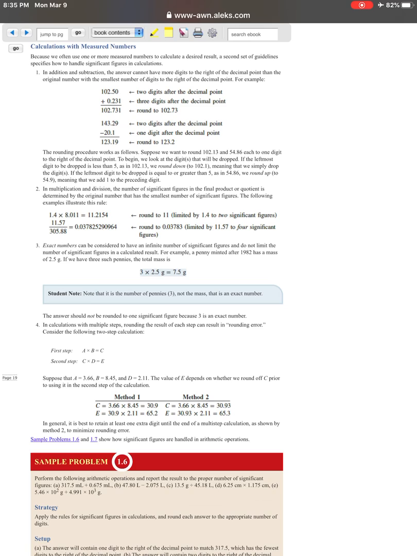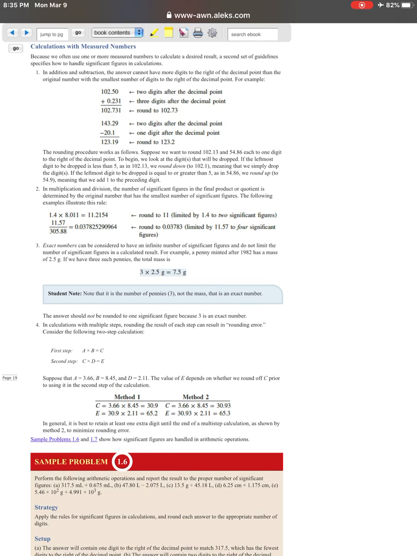143.29 minus 20.1. The second number goes 1 digit past the decimal point. So our answer can only go 1 digit past the decimal point. So what you do is you line them up, you do the arithmetic. Don't get rid of any numbers yet. Don't round it yet. Just do 143.29 minus 20.1. That gives you 123.19.